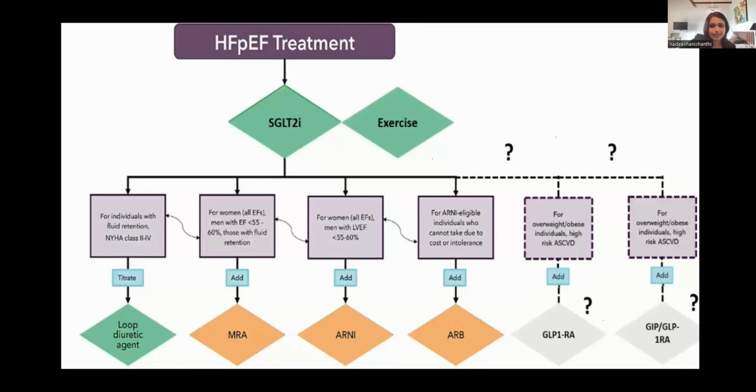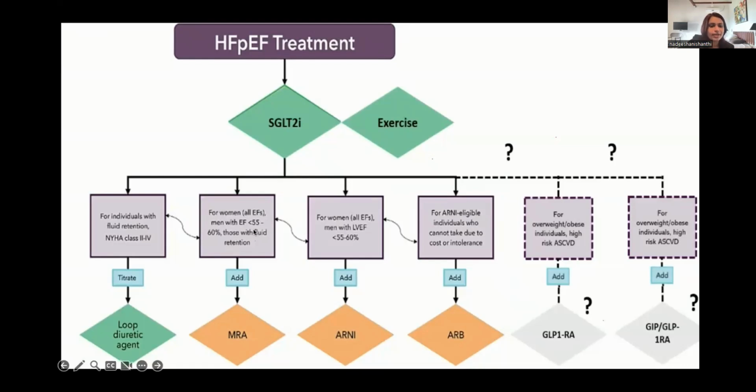And then ARNI, my cursor is not working. ARNI is for women with all ejection fraction groups, and men with low ejection fraction as well as ejection fraction 55 to 60%. So that's why ARNI is mainly used in patients with a lower ejection fraction, but we can use it in women for all ejection fraction groups. And it showed ARNI is more beneficial than just ARBs, angiotensin receptor blockers. So ARNI is more effective than just ARBs for patients in the lower eGFR group, with heart failure with preserved ejection fraction as well as heart failure with reduced ejection fraction.